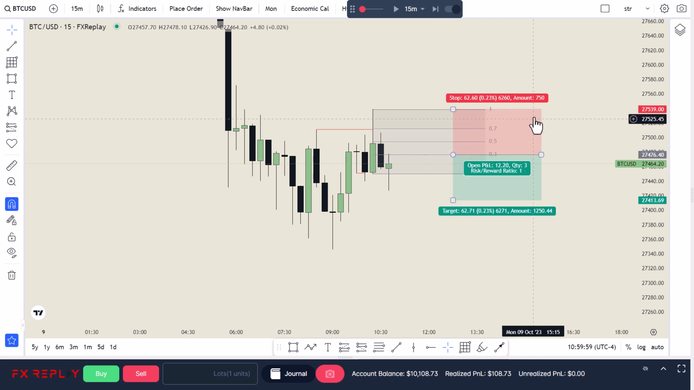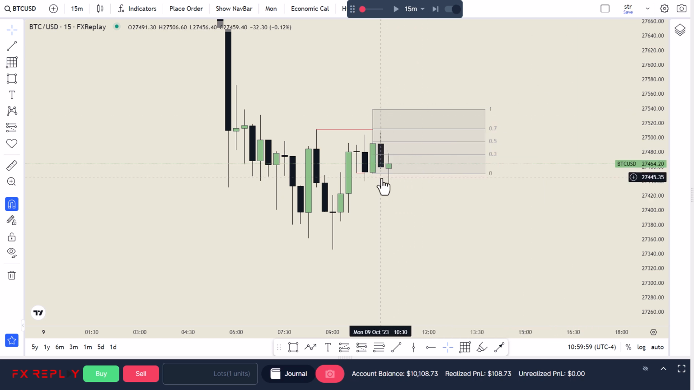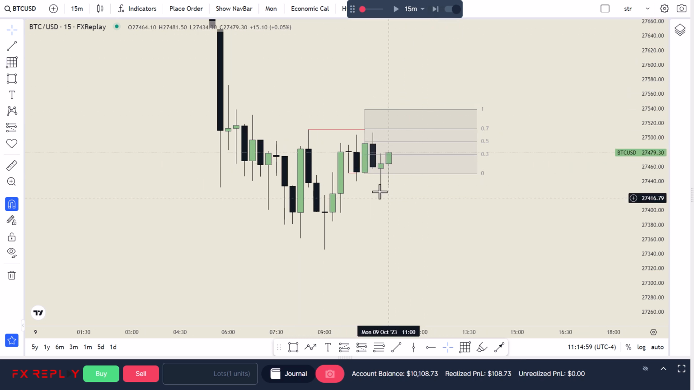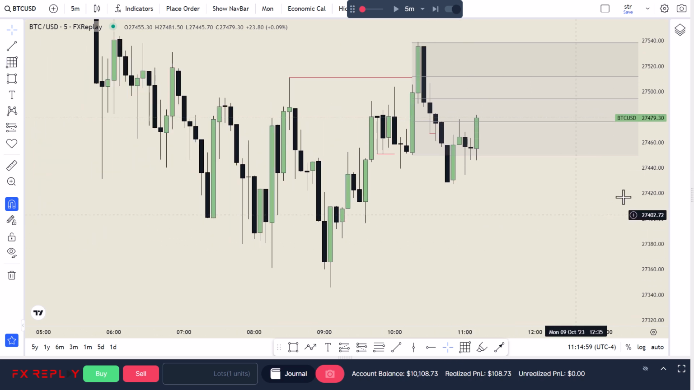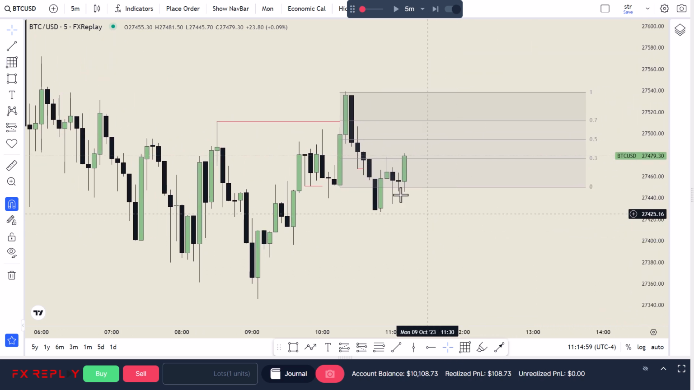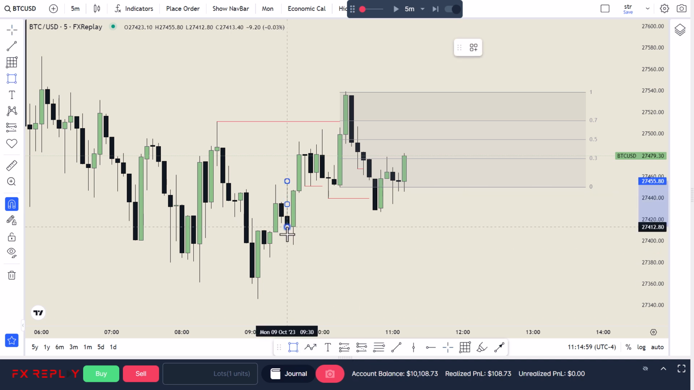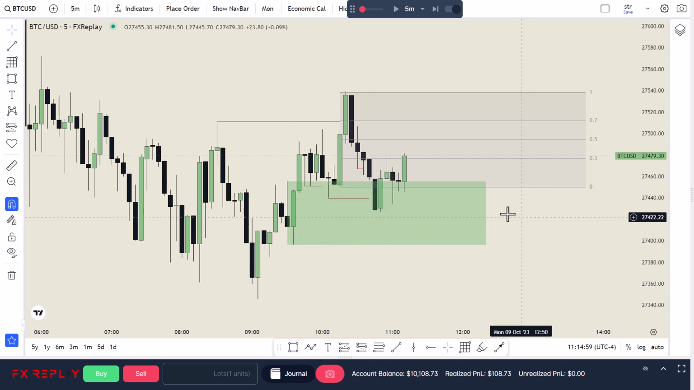Oh, all right. So as you can see, we don't have a body closure yet, so we don't press the buttons. I want to see a body closure below this low right here, or else I'm not taking the trade. So we don't have a body closure yet. If we go to the 5 minutes, now it looks like we have an opposing setup on the 5 minute. We have a sweep here. We have this zone right here.